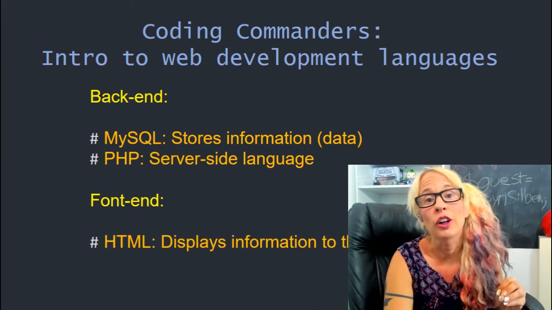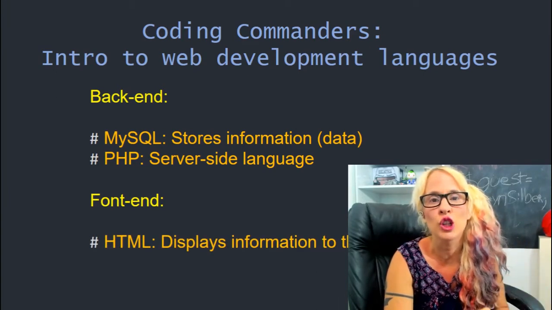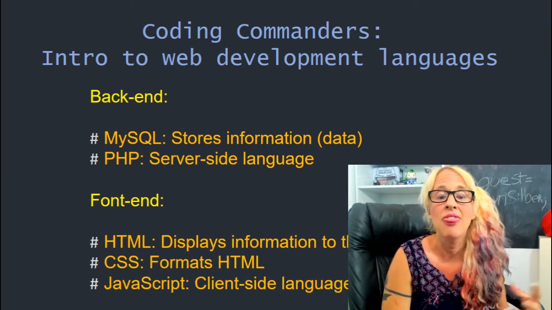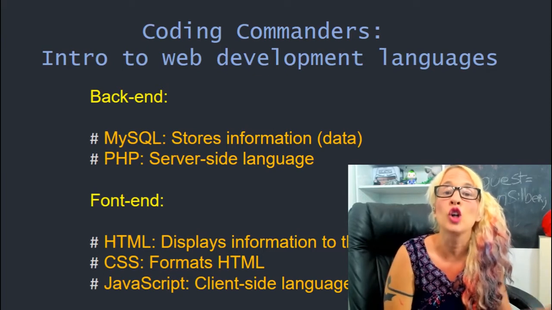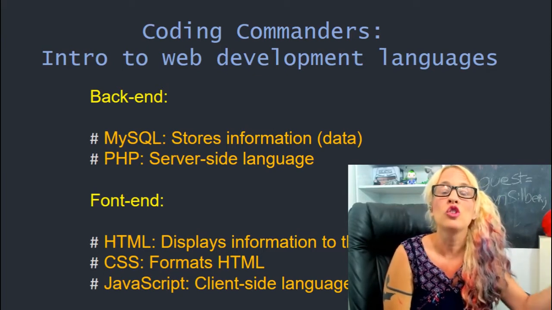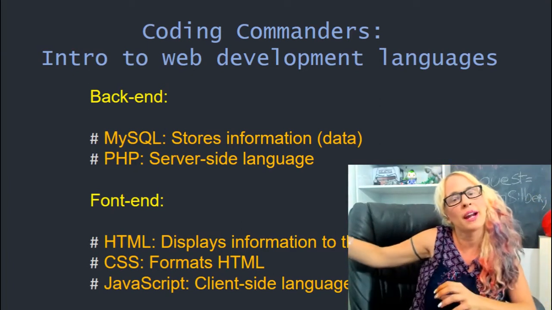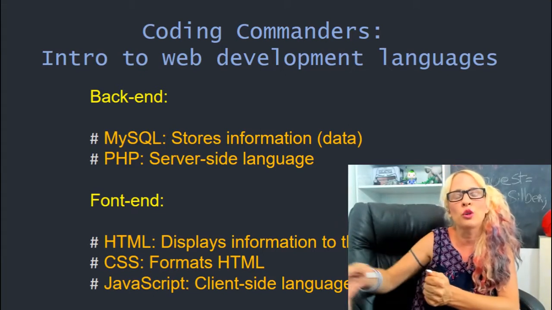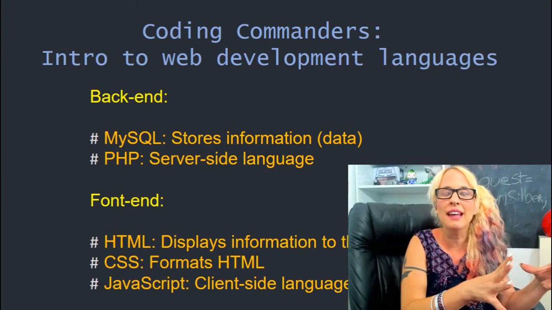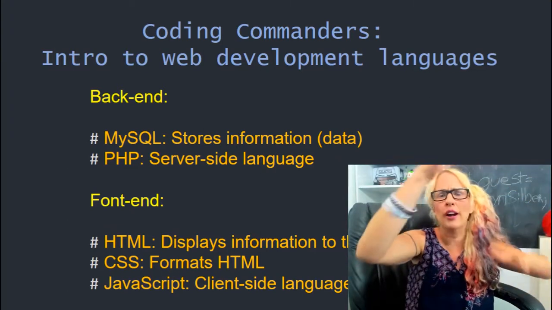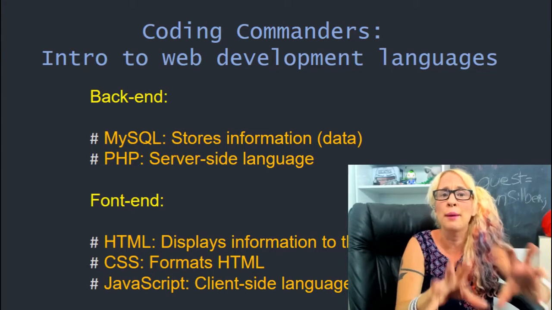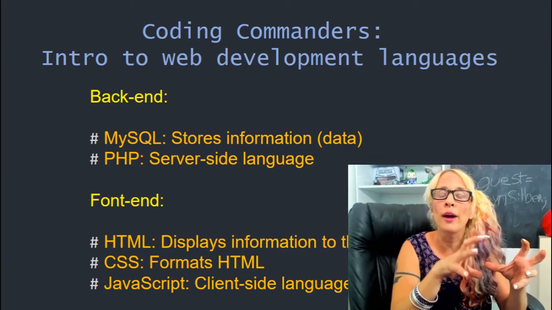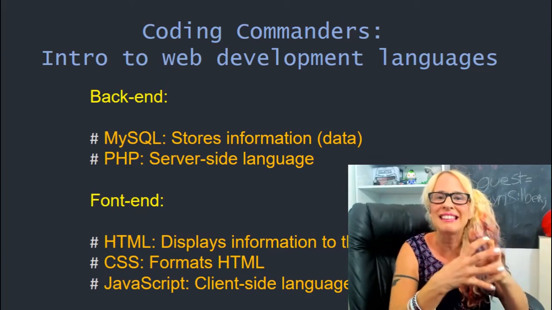On the front end, we're going to use HTML to display things to the user. We are going to use CSS to format our HTML, and then we are going to use JavaScript as our client-side language. So we have our MySQL database all the way in the back, then PHP, where we can write our logic and talk to our database. Then on the front side, we have our text, our images, things like that displayed in our HTML, our CSS formatting that HTML, and our JavaScript is our programming language that can interact with the HTML and CSS.